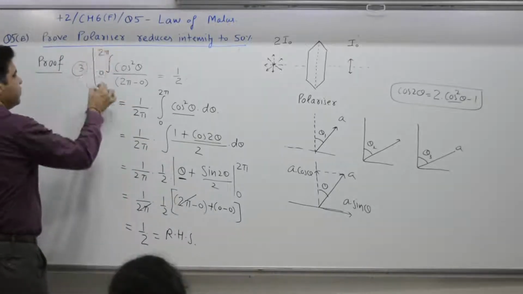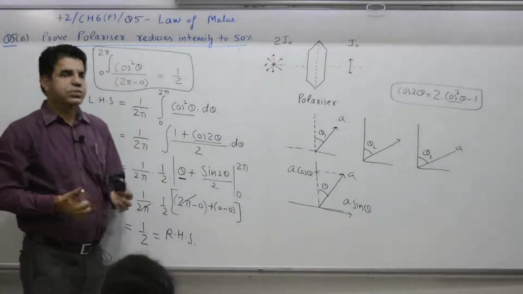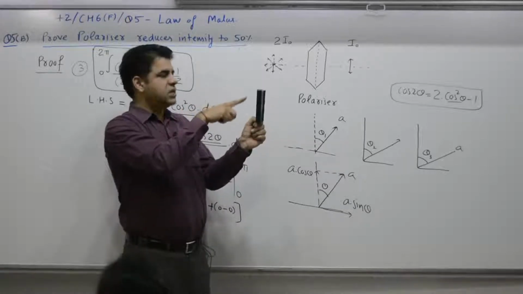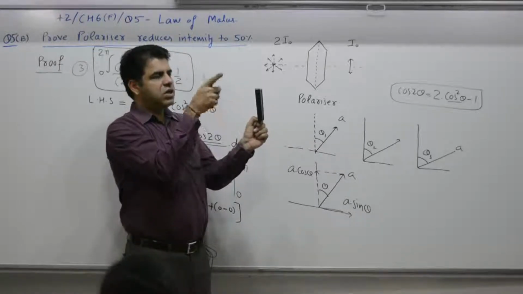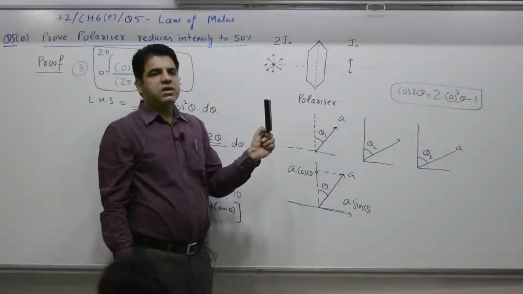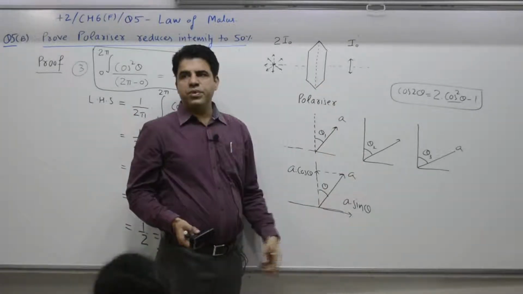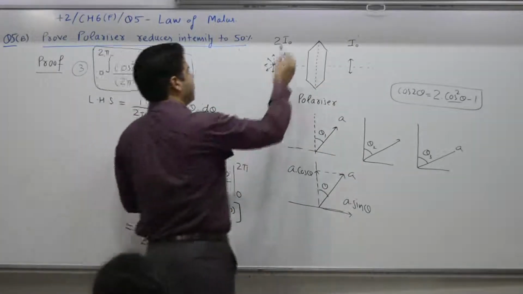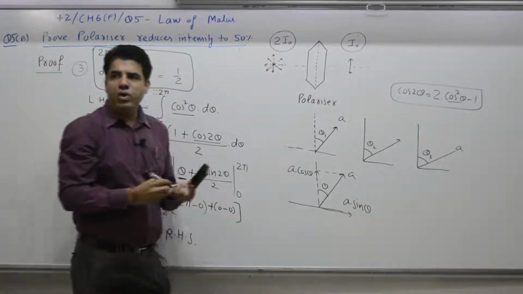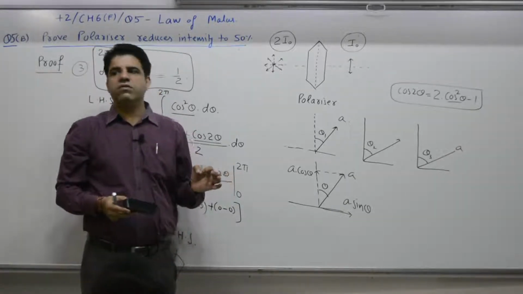So the average value of cos square theta is 1 by 2. Repeat. These waves are oscillating at different angles. Some wave is 10 degree, other wave is 20, 30, 40, 50, 60. All types of waves are there. We want to find the average value of cos square theta, which comes out to be half. That is why if unpolarized light is 2I0, plane polarized light is I0. So a polarizer reduces the intensity to 50% of the original.